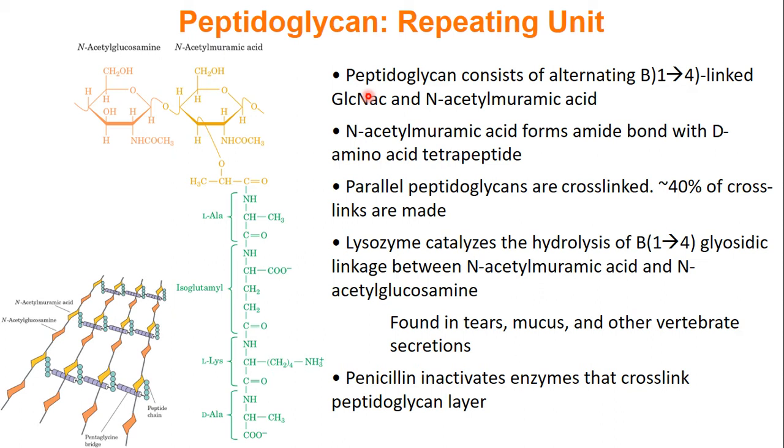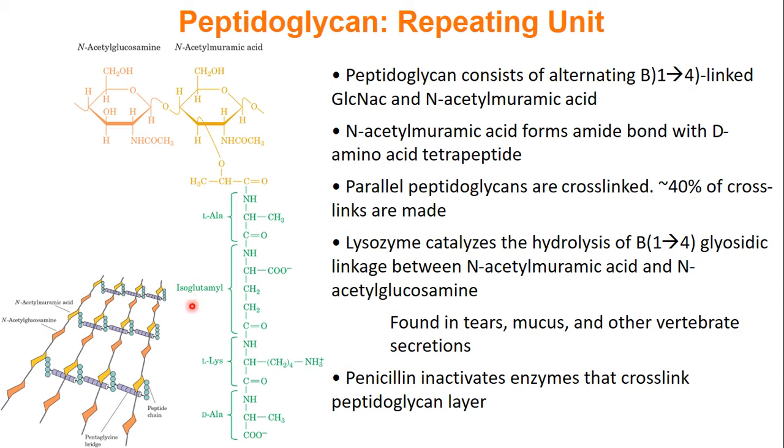So peptidoglycan has alternating beta-1,4 linked N-acetylglucosamine and N-acetylmuramic acid. N-acetylglucosamine is just a sugar, and N-acetylmuramic acid is shown here. Now this N-acetylmuramic acid will form an amide bond with a D amino acid tetrapeptide. So here we have our muramic acid. Here is our tetrapeptide. In reality, it can range; it can be 4, it can be 5, it can be 3. So the peptide can change quite a bit, but it's alanine.